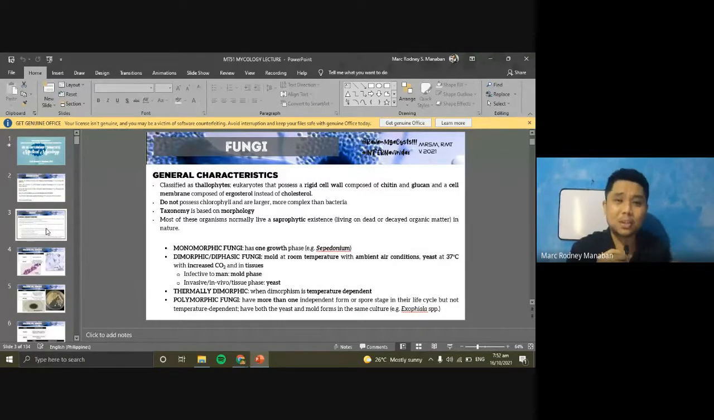They don't have flowers, roots, or leaves. So, thallophytes. Now, they are eukaryotes, so they have a true nucleus. They also have organelles, like mitochondria, Golgi apparatus, etc. The difference is the composition of their cell wall. Their cell wall is made up of chitin and glucan, and their cell membrane has ergosterol instead of cholesterol. So that's the difference.